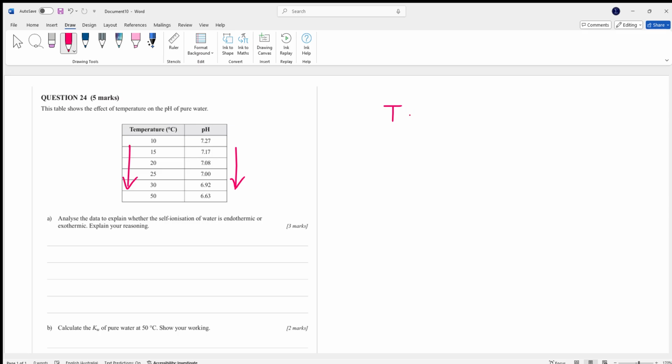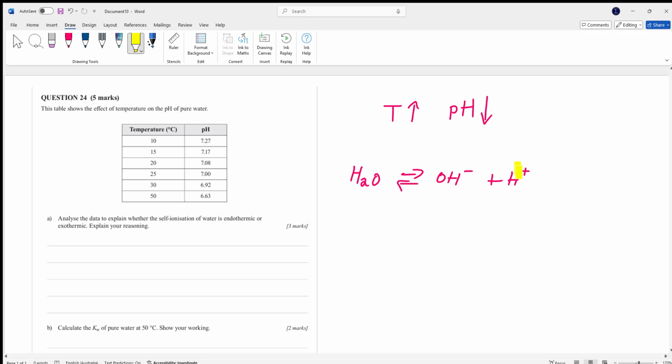So temperature going up, pH going down is a very important thing to notice when we're talking about the self-ionization of water. Now, a lot of people might be wondering, what do you mean self-ionization of water? Hopefully you know this reaction if you're in year 12 chemistry, but water switches constantly between H2O and OH minus plus H plus. The reason this is important is specifically this guy here, H plus.